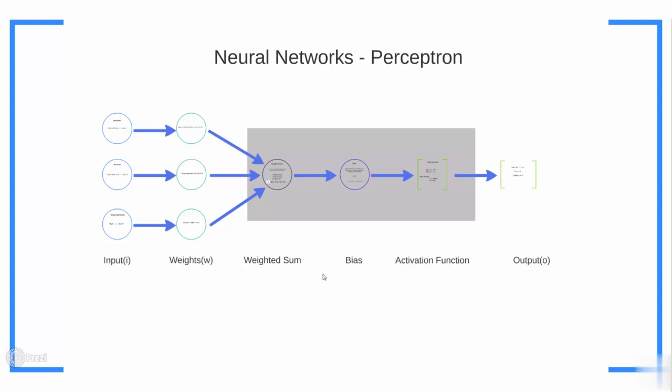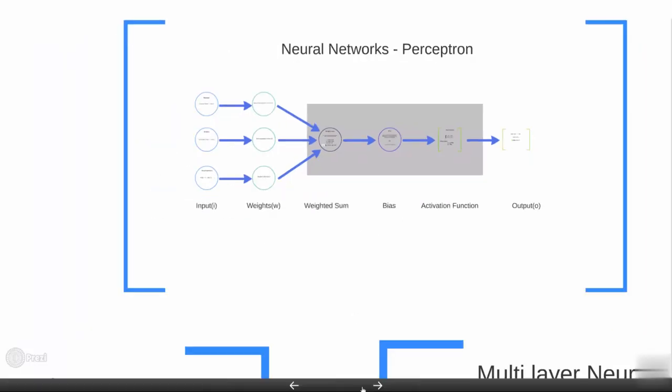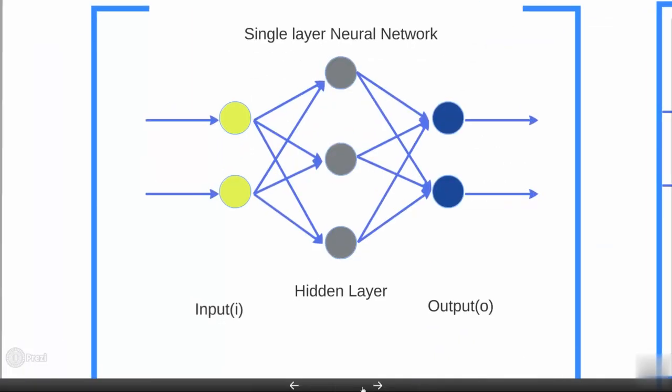If you take a look at this structure, the neuron of this specific structure will be the combination of weighted sum, bias, and activation function. So this is what constitutes a neuron. All right. Now let's take a look at the single layer neural network.